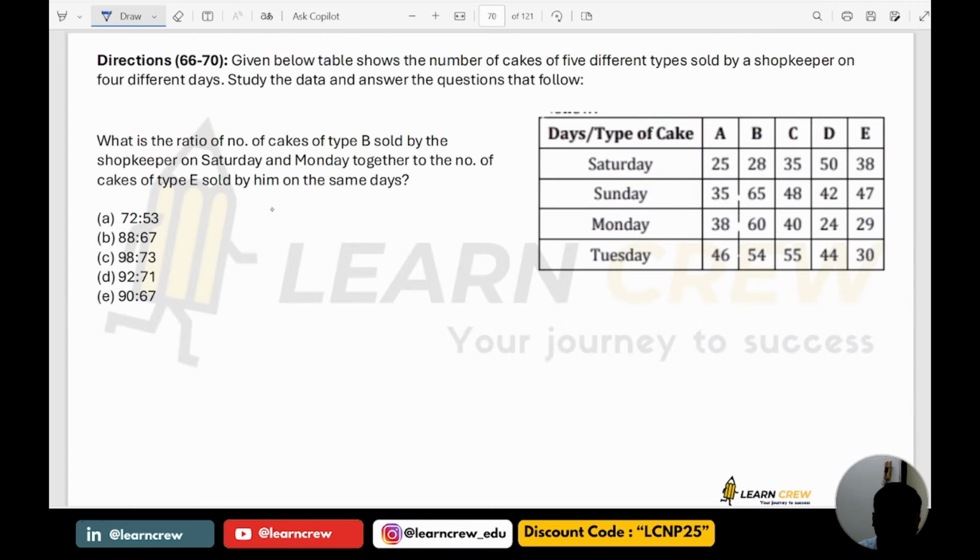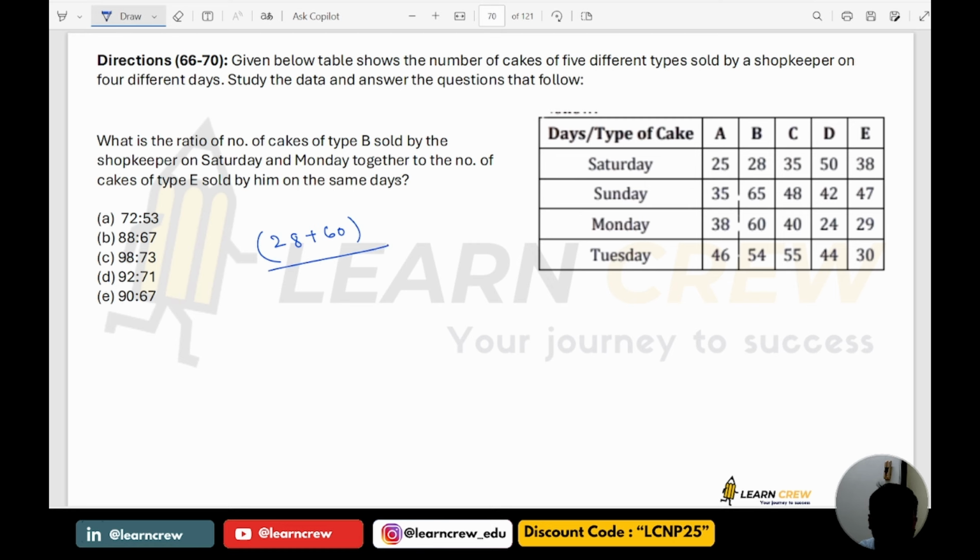Questions 66 to 70 are based on table data interpretation. The given table shows the number of cakes of 5 different types, A, B, C, D, E, sold by a shopkeeper on 4 different days. Now what is the ratio of the number of cakes of type B sold on Saturday and Monday? B on Saturday is 28, and Monday is 60.